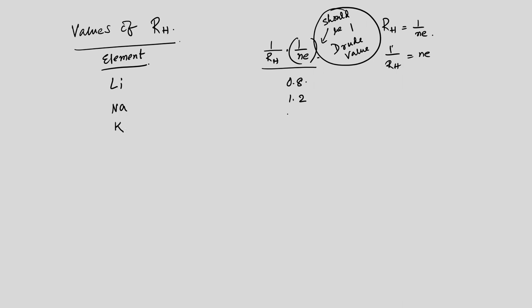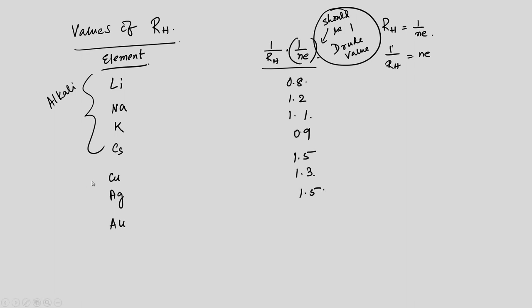Then we have potassium, it is 1.1, and so on. Cesium has a value of exactly 0.9, and so on. So these are the alkali metals. Then you have copper, which is known to be a good metal, it is 1.5. Then silver, which is known as the best metal that is known, so this is 1.3. Gold, for example, is 1.5 again.